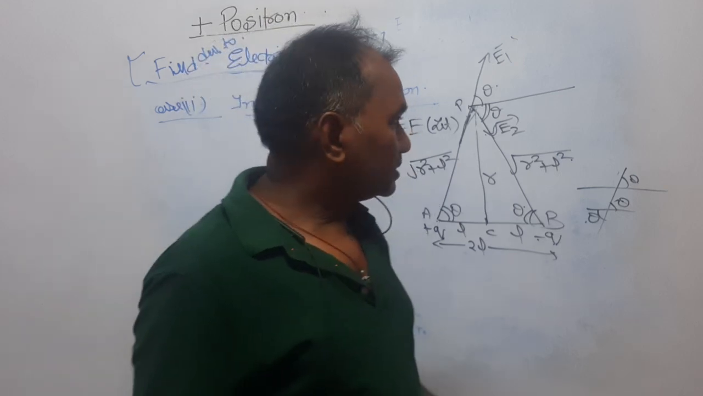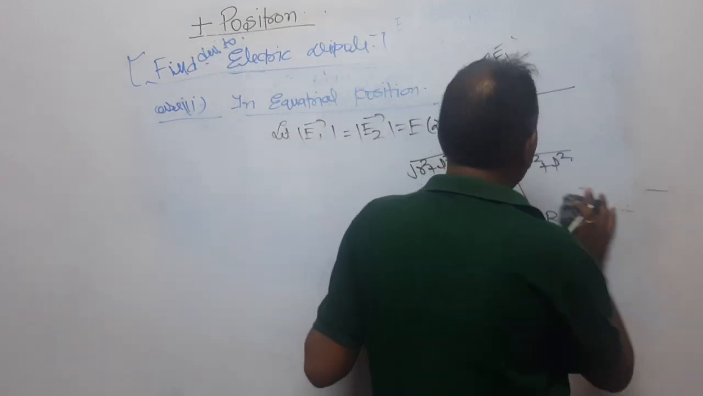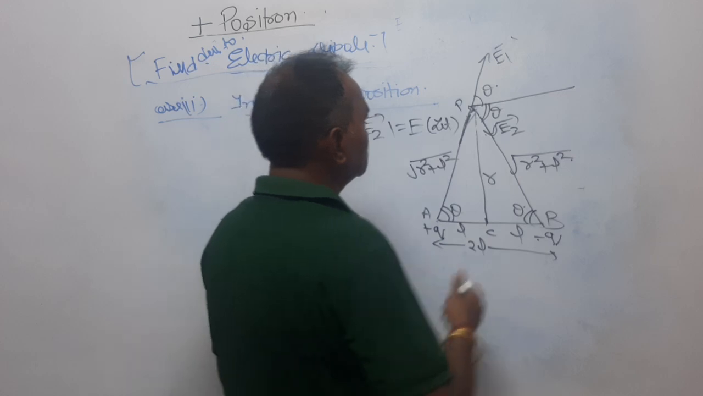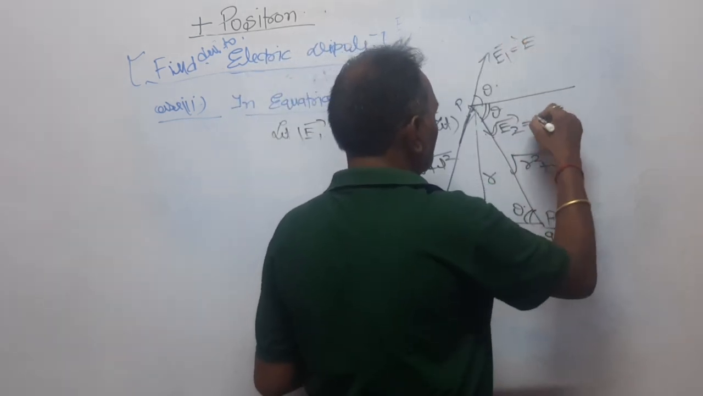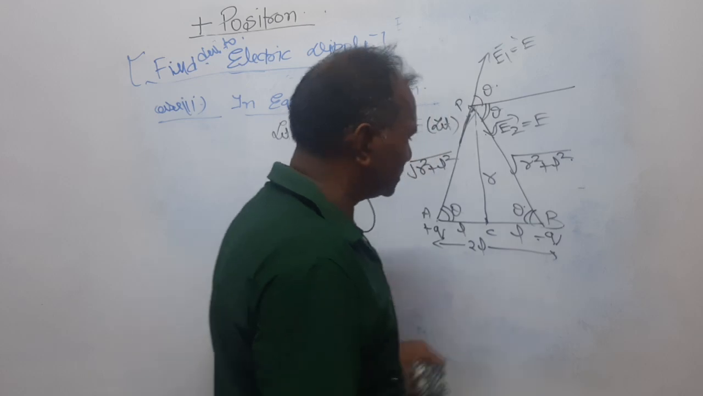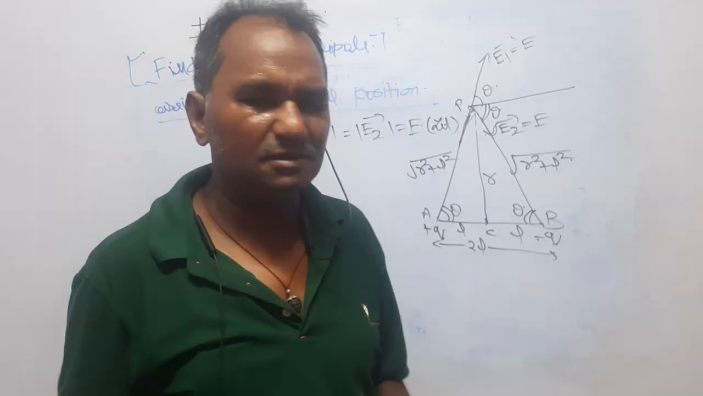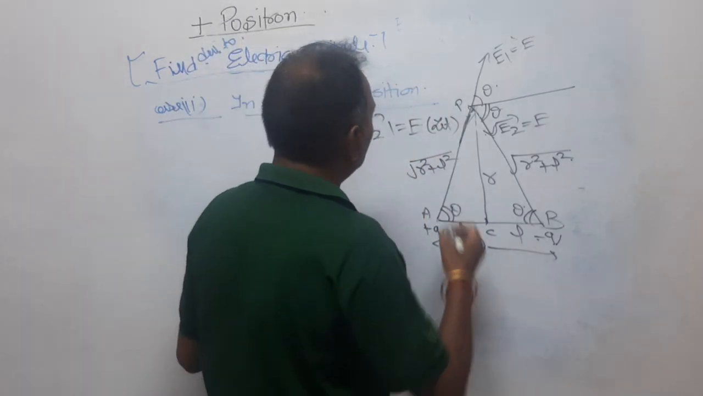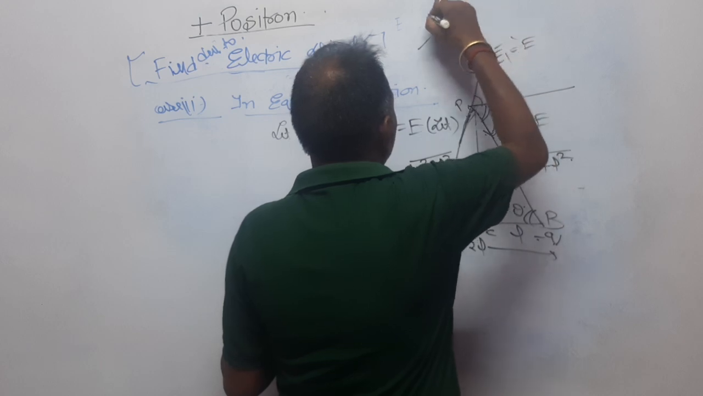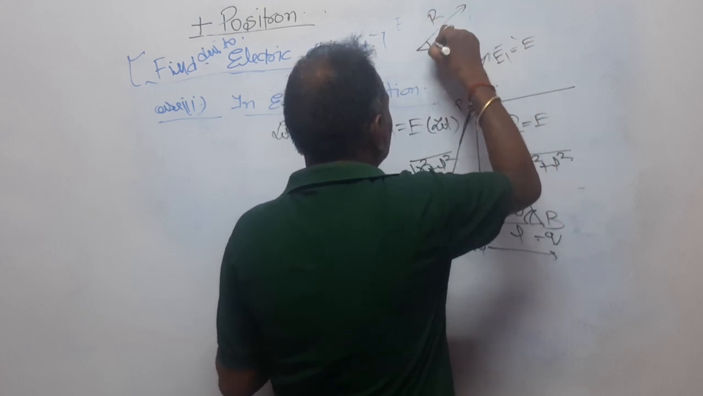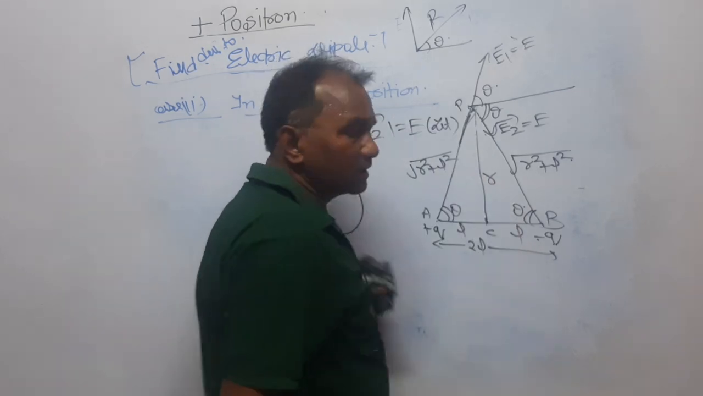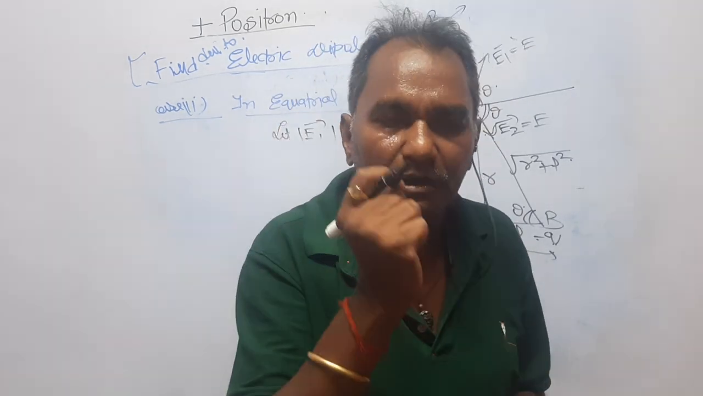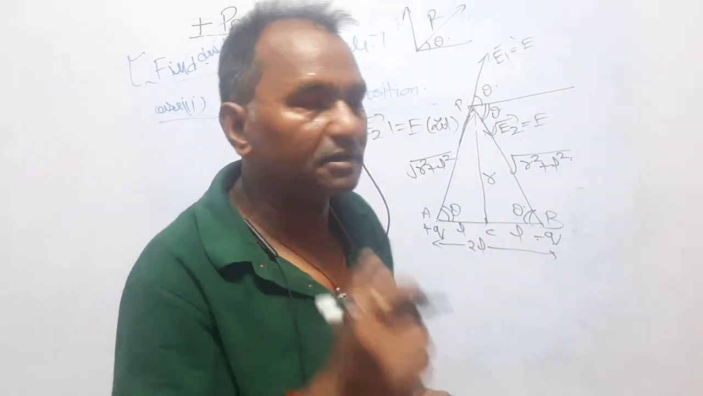Now look here, dear students. Now what we have to do? So it is E, and this is also E. One thing is very important that you have to remember to solve such problems. Look here, let this be vector R, this is theta, and this is the perpendicular component. I am considering the two perpendicular components of vector R.